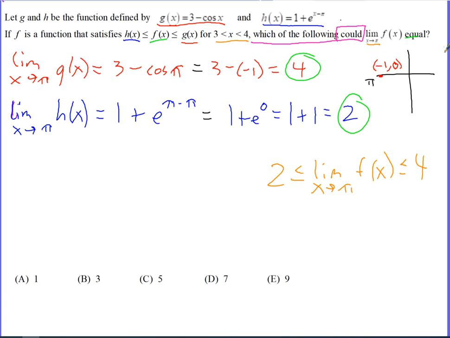Which one could it equal? Well, 1 is too small. 5, 7, and 9 are too big. The one it could equal, in this case, is 3. We don't know for sure it equals 3, but it could. And that's what it asks for. So just pay close attention to the wording. Is it asking for what the limit is exactly, or is it saying which value could the limit equal? And that concludes the notes for AP Calculus on the topic of the squeeze theorem.